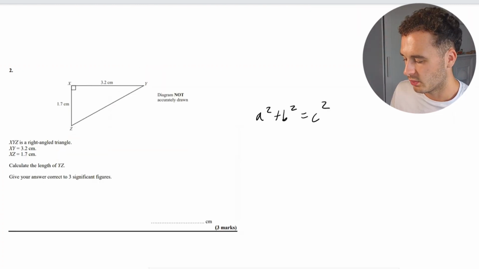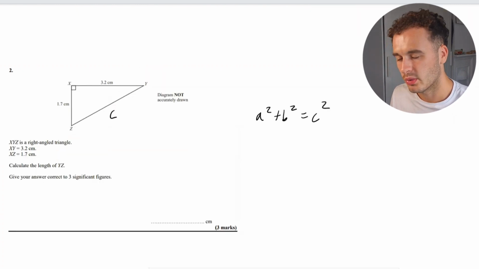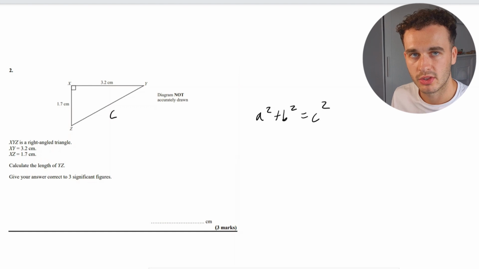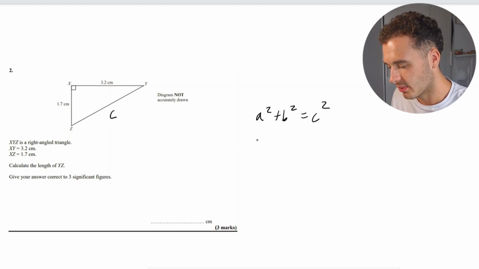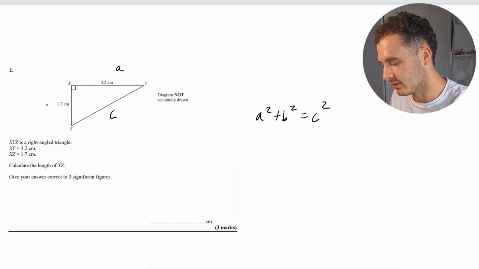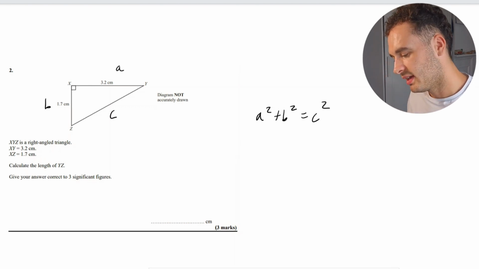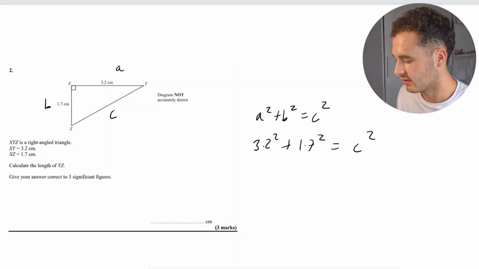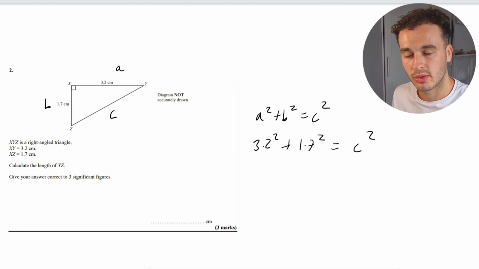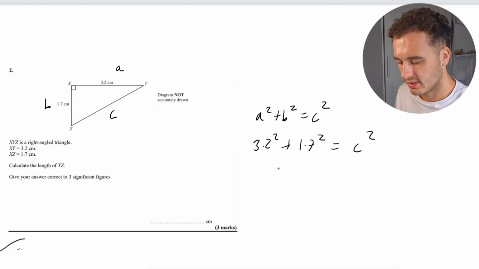Okay, so we're finding YZ, so this is C. This is quite a nice one because we're finding the hypotenuse. We don't need to do any rearranging or subtracting. We're just going to do A squared. I'm going to label this as A, this as B. A squared is 3.2 squared plus 1.7 squared equals C squared. So let me put that in the calculator quickly and I'll get back to you. So this is supposedly 13.13 equals C squared.